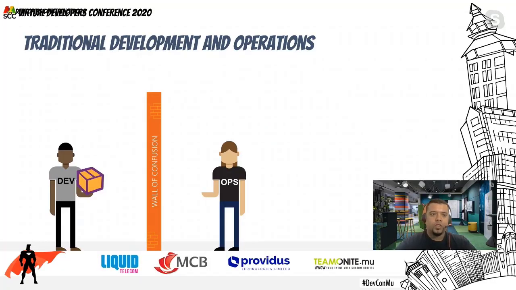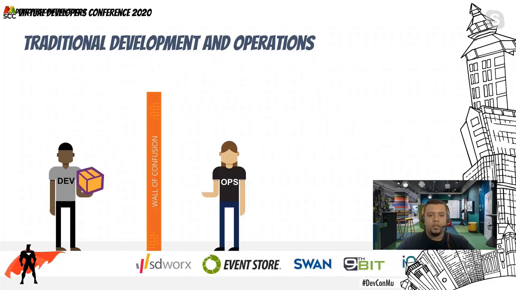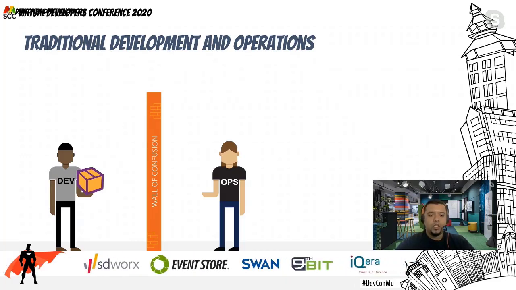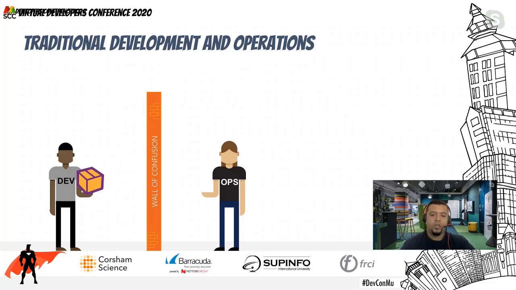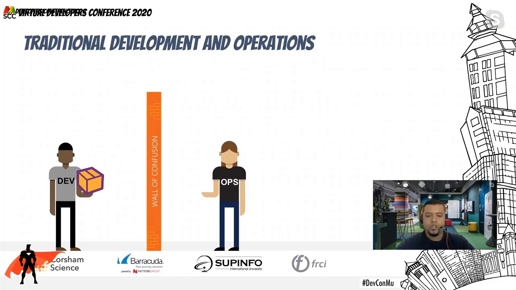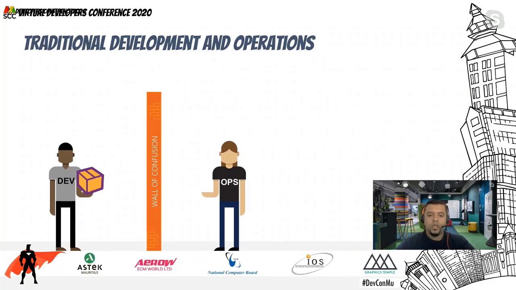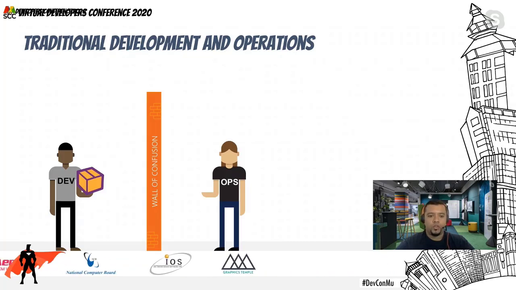No matter what goes on within a traditional development team, they build, they test, they package the application, and they ship everything to the operations team. The operations team's main aim is to have this ready for customers to use, so they deploy it so that customers can go ahead and use it. But what goes on between them is sometimes communication is missed and instructions are not clear. This is when we have the wall of confusion.